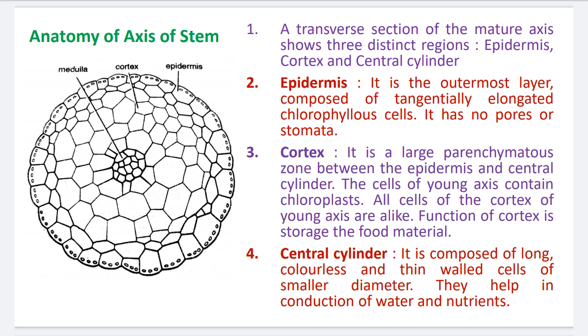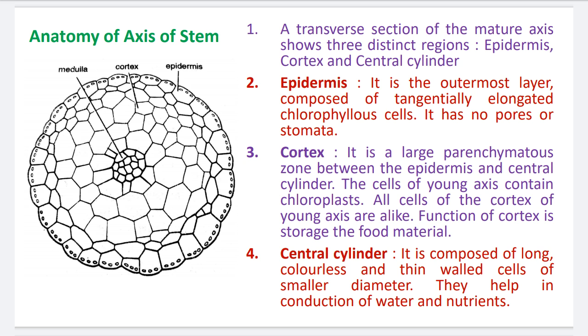Then epidermis is the outermost layer composed of tangentially elongated chlorophyll cells, and it does not have pores or stomata. Number 3, cortex. It is a large parenchymatous zone. This zone is made by parenchymatous cells and is the largest region. The major portion of the stem is occupied by the cortex, between the epidermis and the central cylinder.